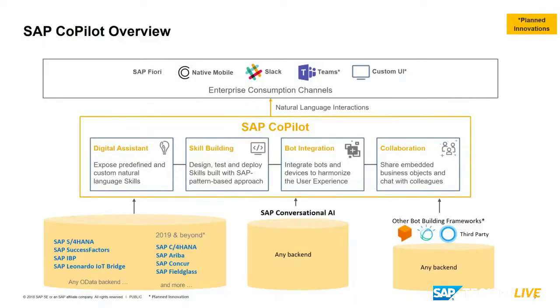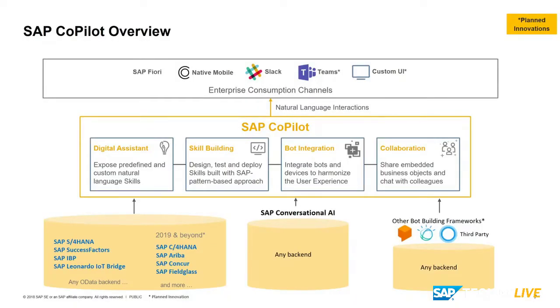Finally, open and extensible, and that's, of course, the focus of this talk: being able to actually build your own skills and also integrate chatbots into CoPilot. So the idea really is that you have CoPilot as your one digital assistant, and even if you've got chatbots accessing, for example, non-SAP systems, you can plug them into CoPilot and therefore have your one assistant giving you information about all your systems.